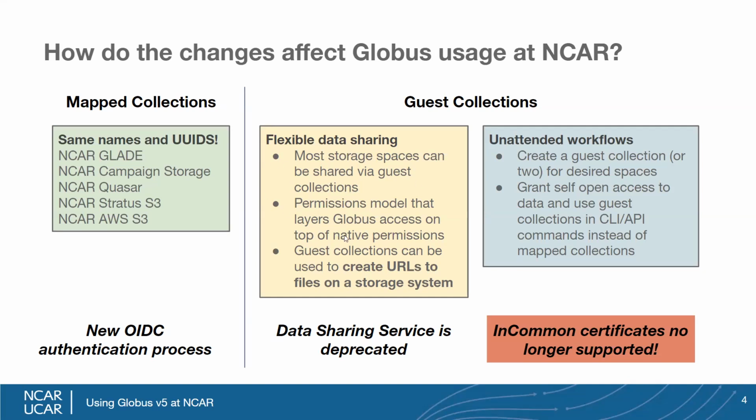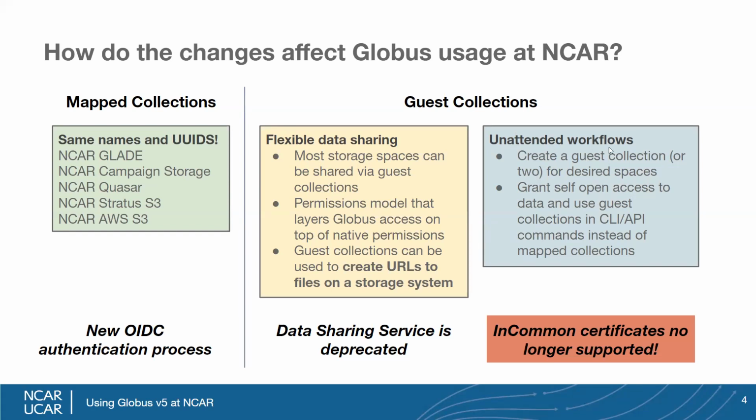The really cool thing about this new sharing method is that you can use it to create URLs to files on a storage system. You have to set up the permissions on your guest collection a certain way to do that, and we'll show that. But basically, this would allow for things like DOI requirements, or if you have shared data for reproducibility, or you just want to make it convenient for somebody to get data from Glade, for example, to an external collaborator without having to even use Globus. You can now do that by creating a URL and sharing that URL just by sending it. So that's pretty neat. That's something I know people have been interested in for a while, and it's why we wanted to migrate to version 5. We just needed to wait for it to be ready.